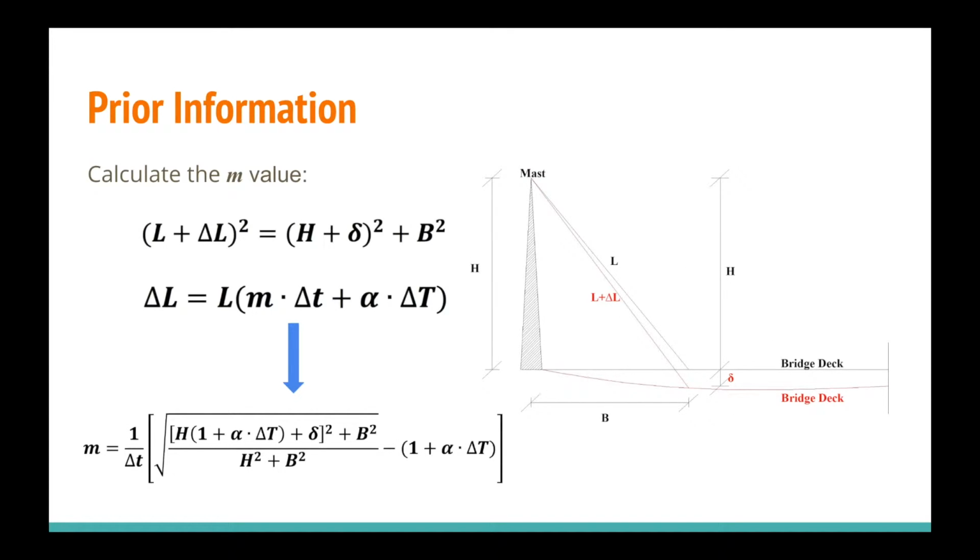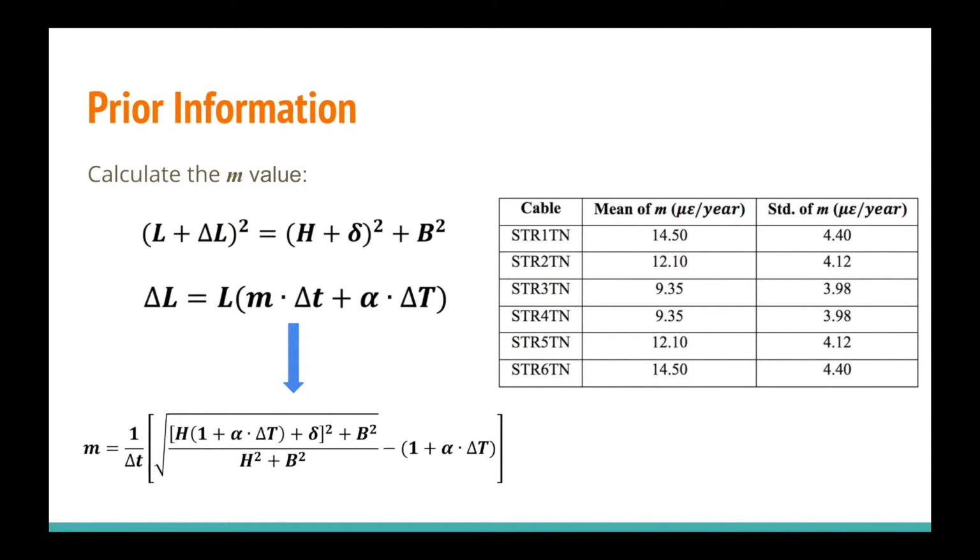As you can see in the figure on the right side, the black line is the initial state and the red one represents the deformation. And using geometric knowledge and the Gaussian model we have in the previous slide, we can simply get the two equations on the left. And finally, we can get this one, the expression of m. And after calculation, we can get a value of m, here in the table on the right hand.